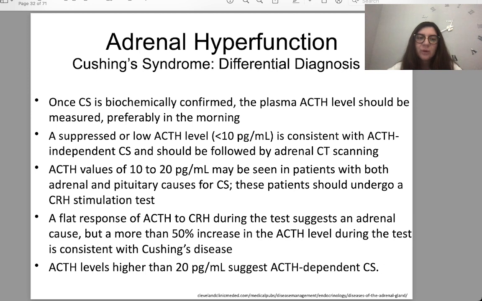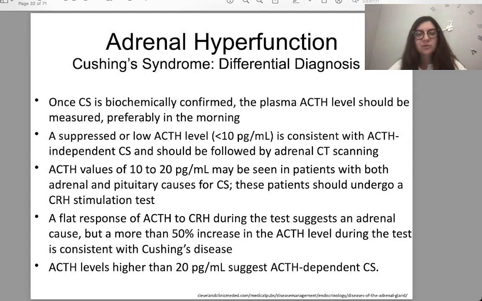Differential diagnosis. Once Cushing syndrome is biochemically confirmed with blood tests, a plasma ACTH level should be measured, preferably in the morning. A suppressed or low ACTH level less than 10 picograms per milliliter is consistent with ACTH-independent Cushing syndrome and should be followed by adrenal CT scanning. ACTH values from 10 to 20 picograms per milliliter may be seen in patients with both adrenal and pituitary causes of Cushing syndrome. These patients should undergo a CRH stimulation test.